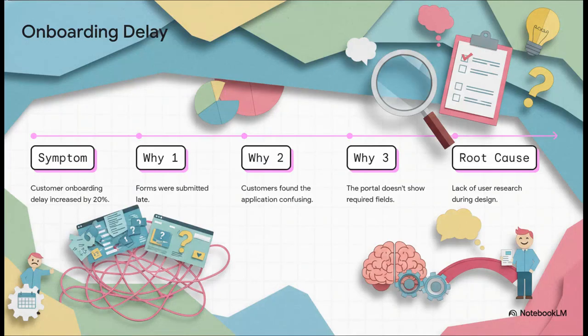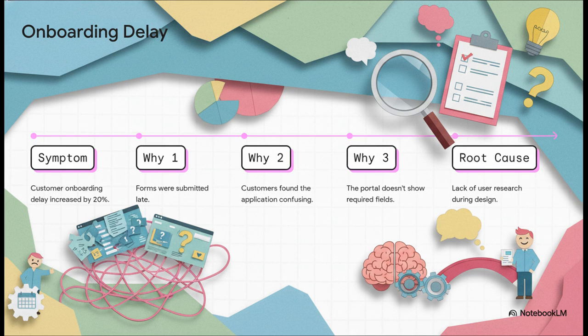Tracing the logical cascade here, the symptom is that onboarding is delayed. Why? Because forms were submitted late. Okay, why were they late? Because customers found the application confusing. Right, why was it confusing? Because the portal had hidden required fields that weren't clearly flagged. Why weren't they flagged? Because the user experience was never properly tested. And finally, why wasn't it tested? Because product design decisions were made with absolutely no customer research.